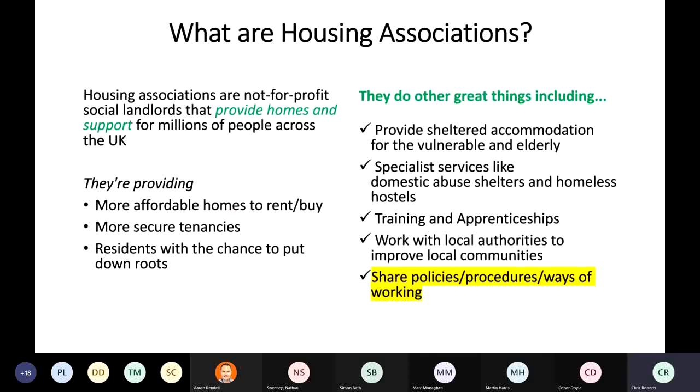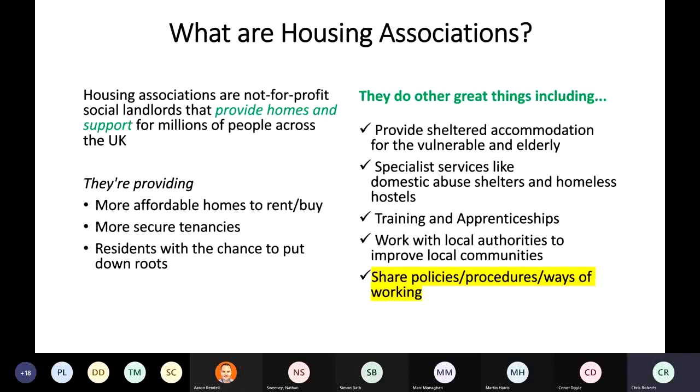So what are housing associations? Some of you may or may not know this, but they're not-for-profit social landlords that provide homes and support for millions of people across the UK. They're providing more affordable homes to rent and buy and more secure tenancies, and really give residents or customers the chance to put down roots.